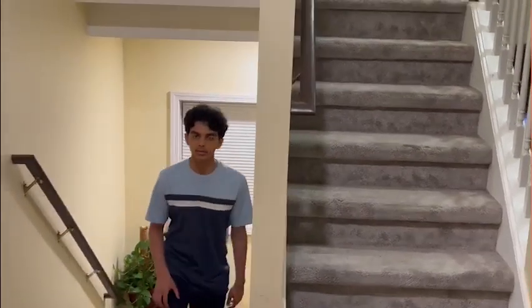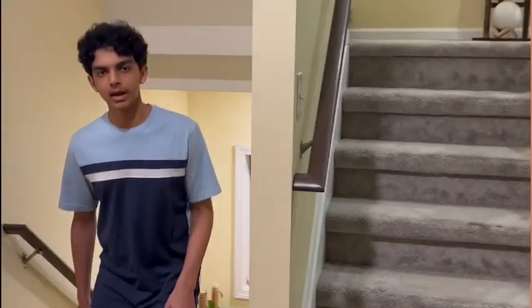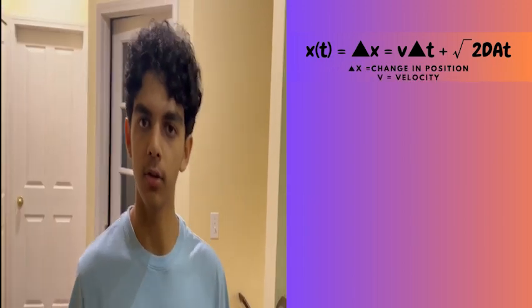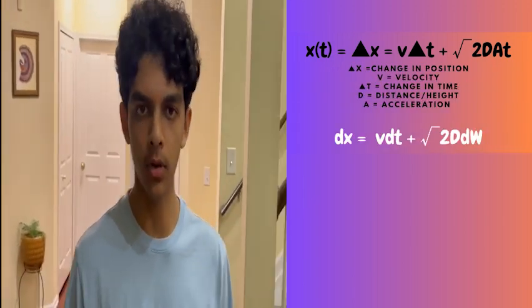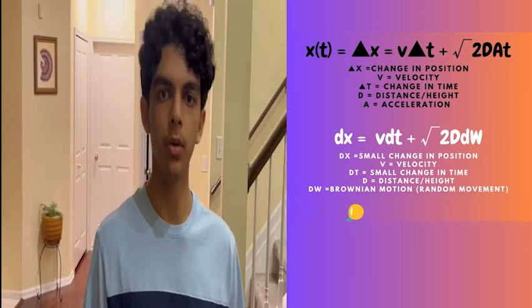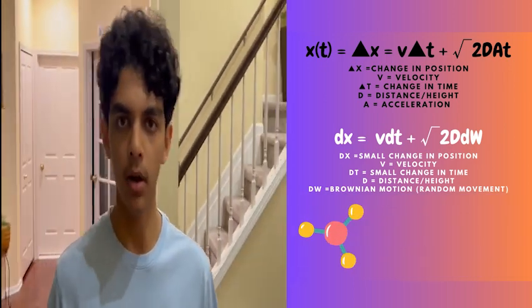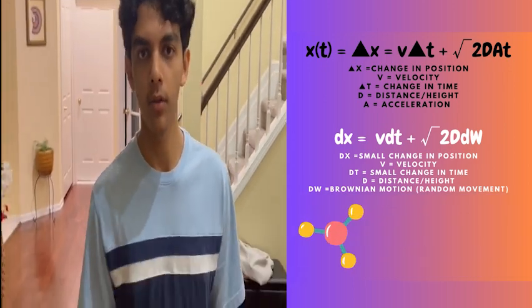Imagine you have a particle's position given by x of t, where t is time. The change in a particle's position over time can be given by this formula as shown to the right. Now when we look at very small time intervals, this formula becomes this differential equation also shown to the right. Now this equation tells us that the random particle's position moves in a way that is influenced by both steady motion and random fluctuations.